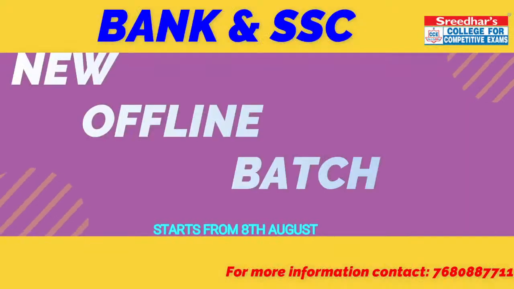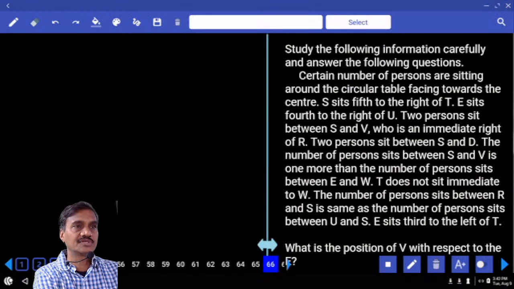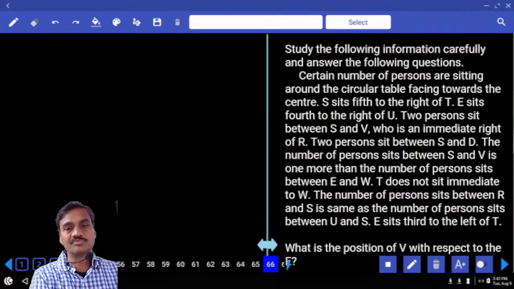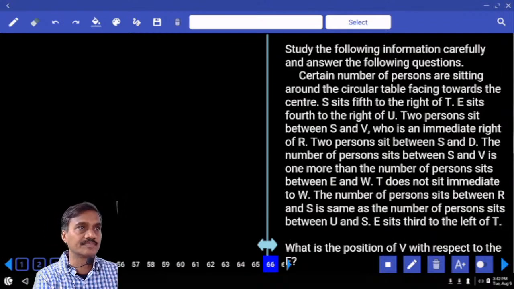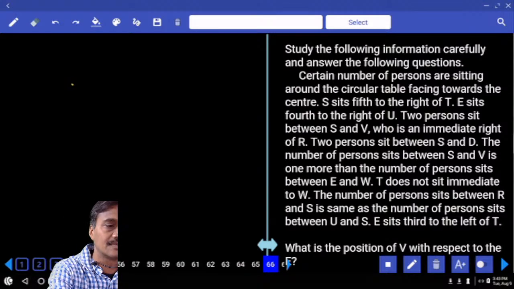Reasoning section. Now let us start with the first one, question number 66. What is the question here? It is based on a certain number of persons. Certain persons are seated around a circular table and all these persons are facing towards the center. Then coming to condition number 1, they are seated around a circular table facing towards the center.